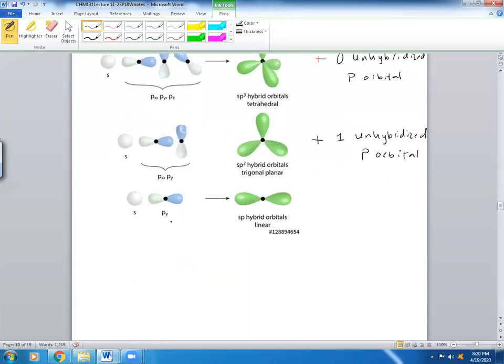And then finally, think about it. The last one, if you mixed an s and a p, and then you made the sp, remember, look how these shapes correspond: trigonal planar and linear. Then you have 2 unhybridized p orbitals.